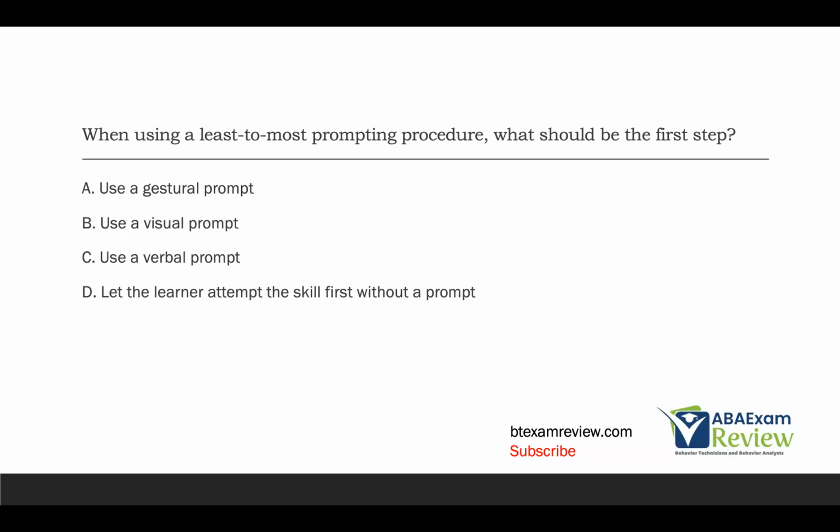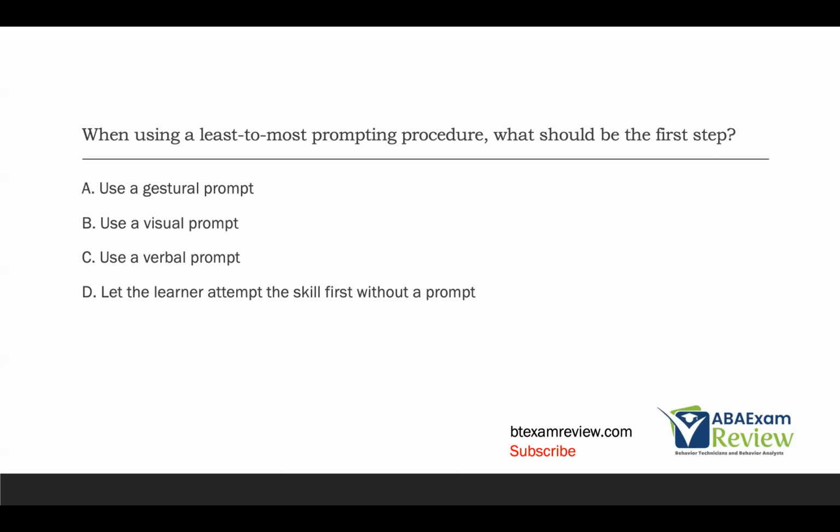We would start with a full physical errorless procedure. We're not doing that here. We're using a least to most. And they want to know, what is our first step in using this least to most procedure? A, use a gestural prompt. Well, gestural prompts are low invasive, right? They are low on the hierarchy, but it won't be the first step.